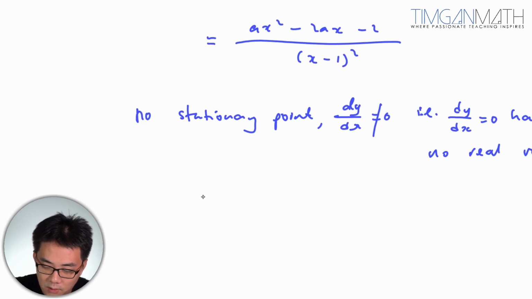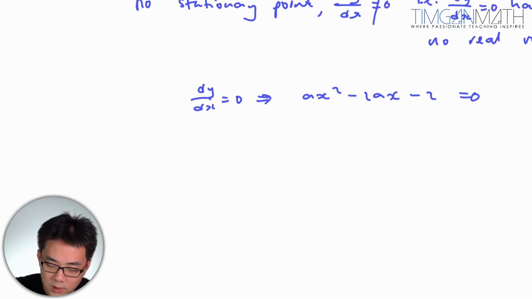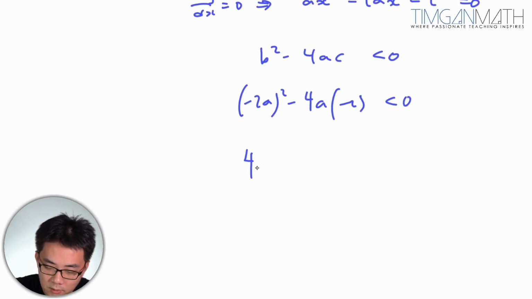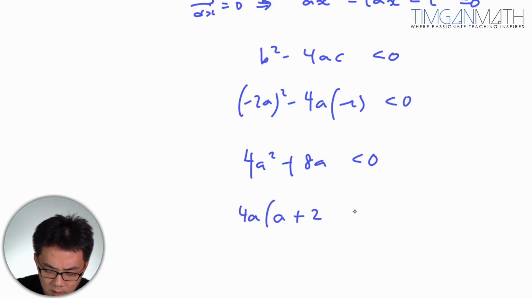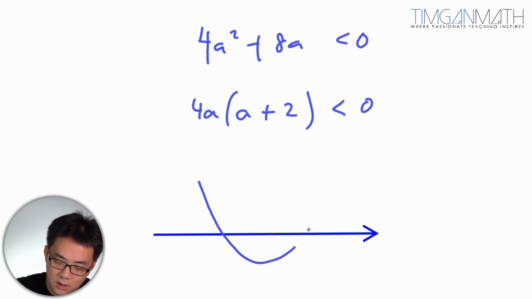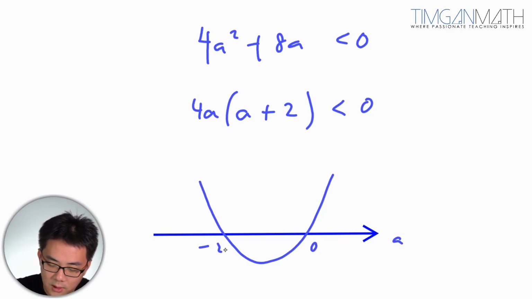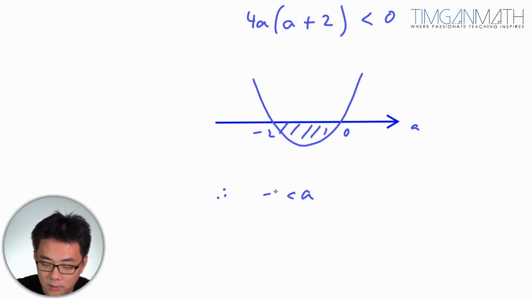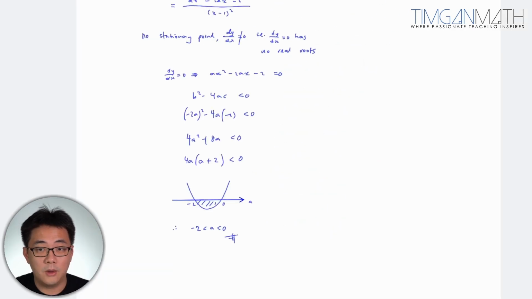So in this case, when dy/dx equals 0, we know that the numerator will be 0. Then what we get is b squared minus 4ac less than 0. This is minus 2a squared minus 4a times c, which is negative 2, less than 0. That will be 4a squared plus 8a less than 0. So 4a(a plus 2) less than 0. After which we get a smiley face graph with roots 0 and negative 2. So it has to be here. Okay, so in this case, there you go, we get the answer. Hence a is between minus 2 and 0. That's how you show the first part.